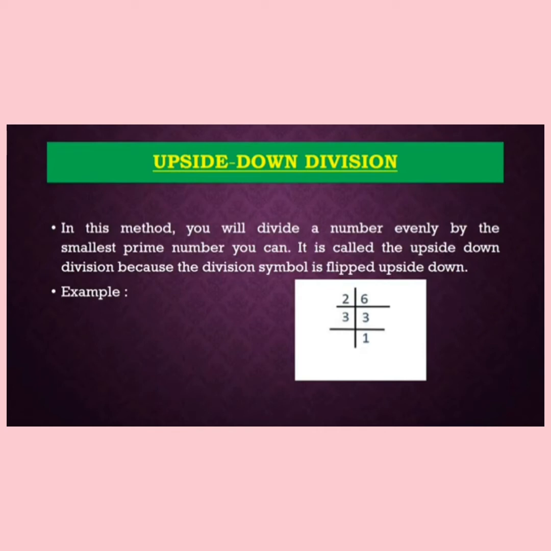6 is an even number. So when we divide 6 by 2, we'll get 3. 3 is a prime number. So 3 divided by 3 is 1. Therefore, the prime factorization of 6 is equal to 2 into 3.